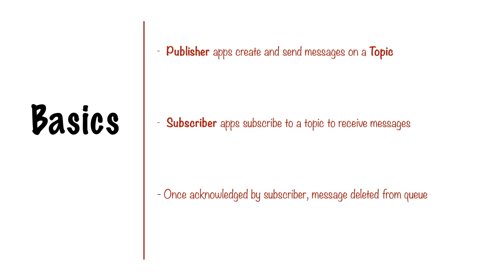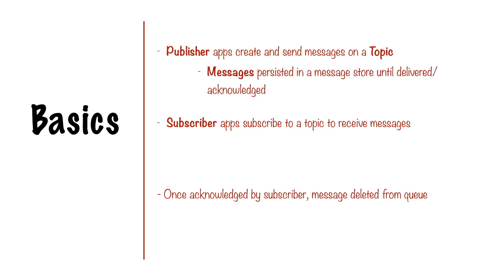Now, we've discussed the importance of the queue being persistent, and that's why messages need to be persisted in that message store until they've been either delivered or acknowledged. There is one queue per subscription. In effect, for each subscription, the queue or the message transport is the source of truth.